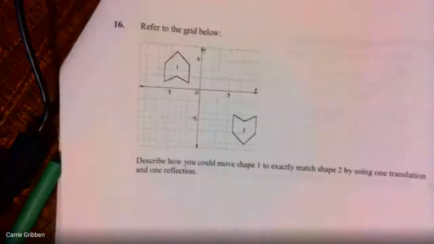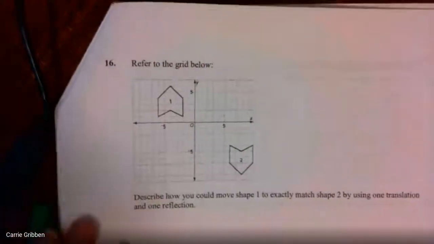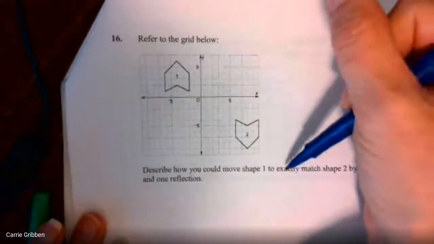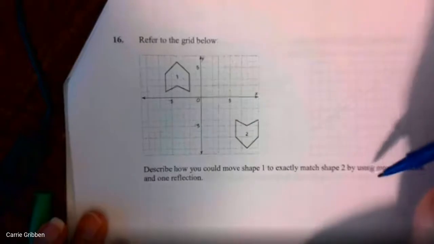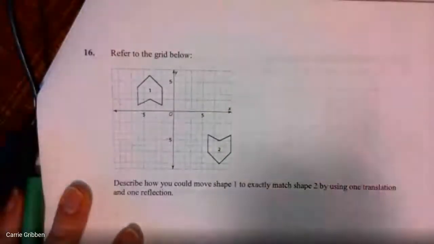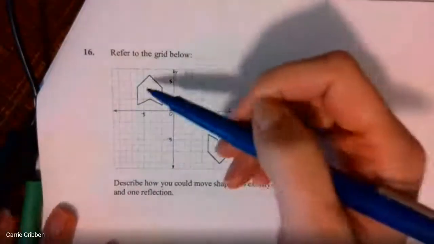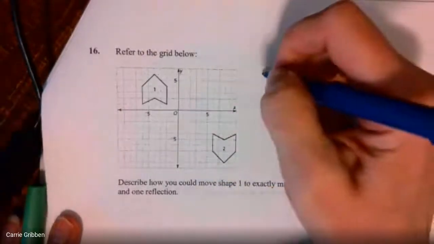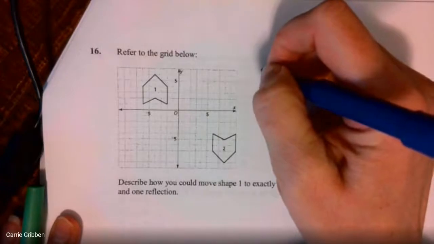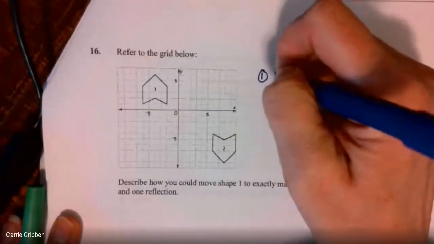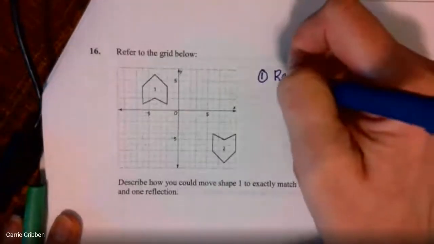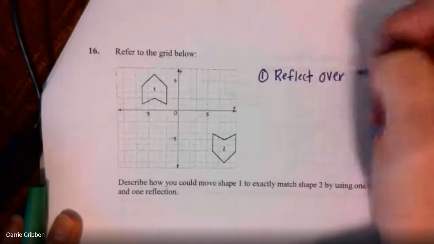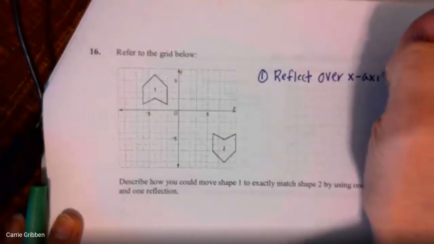Okay. Last one for today on Unit 3 is refer to the grid below. Describe how you could move shape 1 to exactly match shape 2 by using one translation and one reflection. Okay, so first of all, if I look at shape 1, I need to get it upside down. So my first move is going to be to use a reflection first. So I'm going to reflect it over, what is this axis? The x-axis. That's my first move.